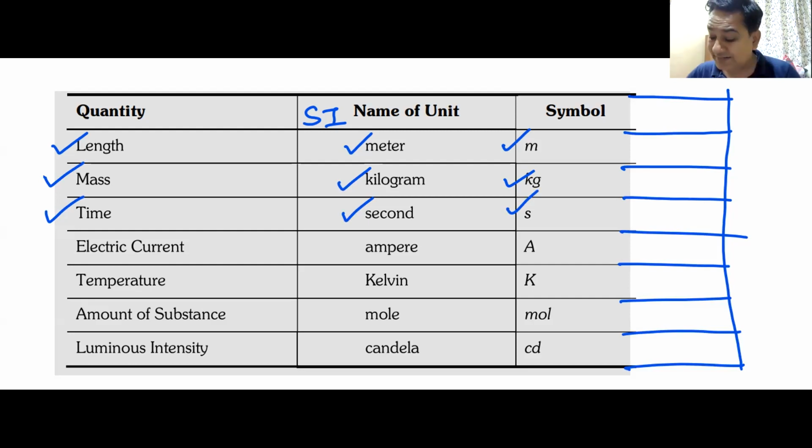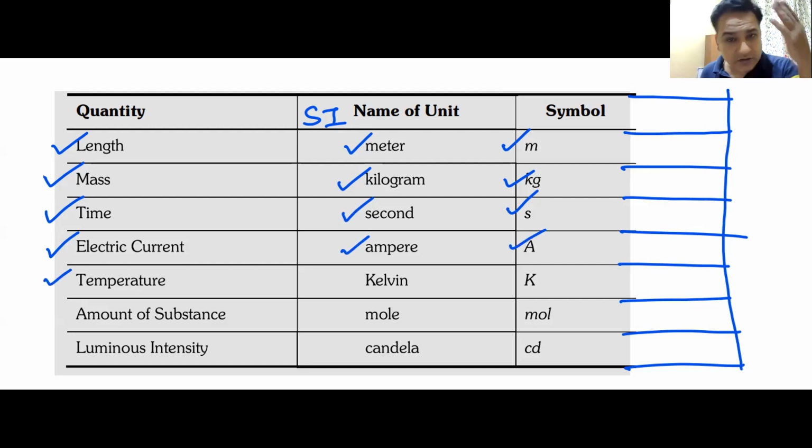The fourth one is electric current. Have you heard about electric current? Can I have some students in the class who have heard about electric current? Do we know about electric current? Yes or no? You can just raise your hands like this so that I understand. This is the way to communicate. Yeah, great. Electric current, the SI unit is ampere and the symbol is capital A.